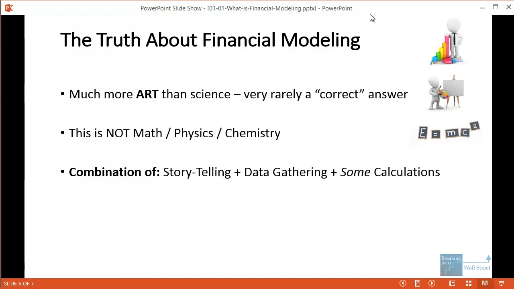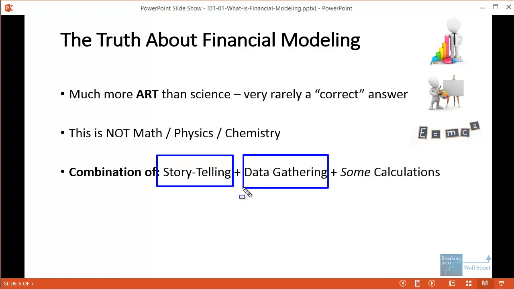Really, financial modeling is a combination of storytelling, because you have to figure out what the story for the company is first, how you view it differently from others, or how you view a company's options differently from what other people might think. And then you have to gather the right data. Notice how there's still no math involved yet, because you're coming up with the story, you're gathering the data, but you're not actually doing any math yourself. And then at the end, you will make some calculations.